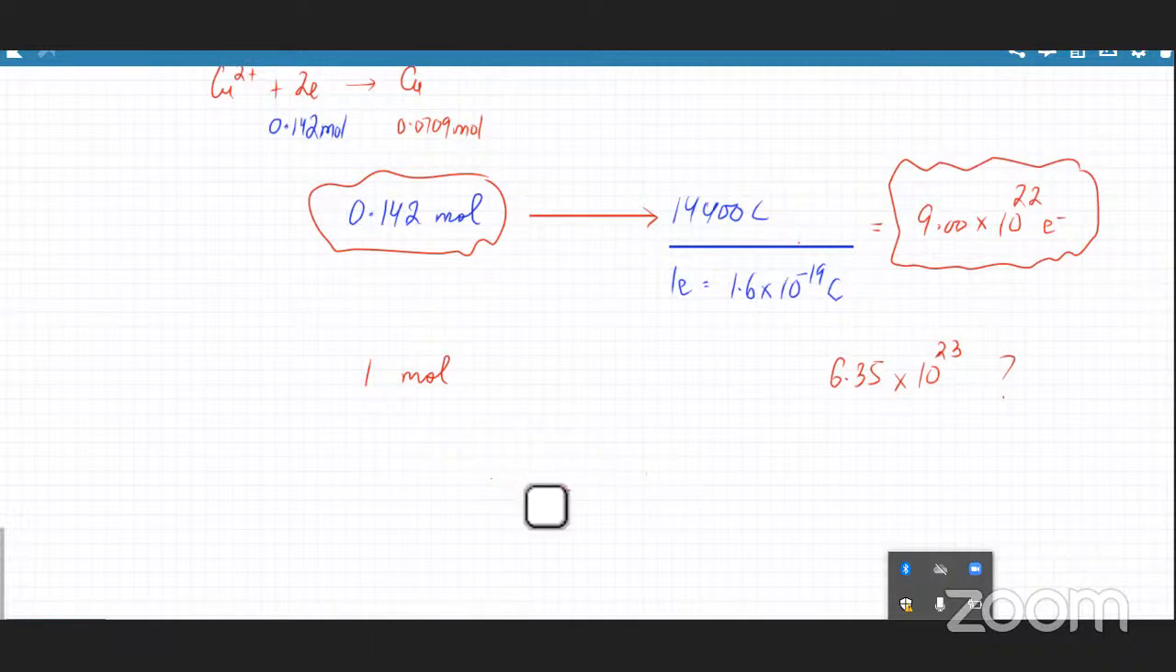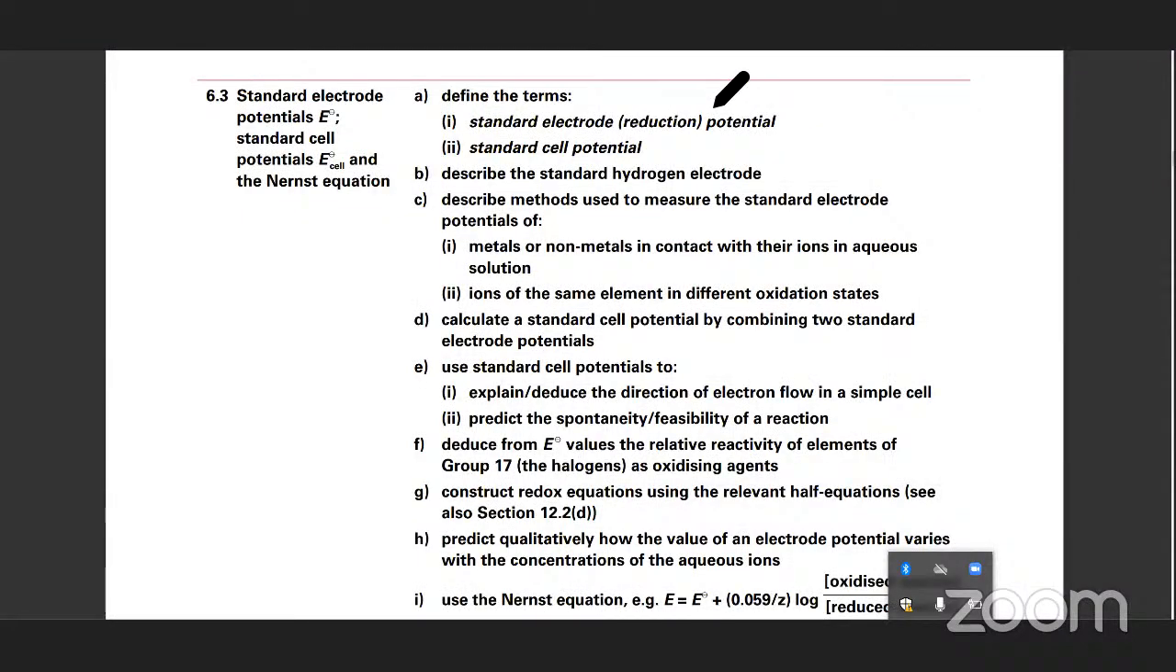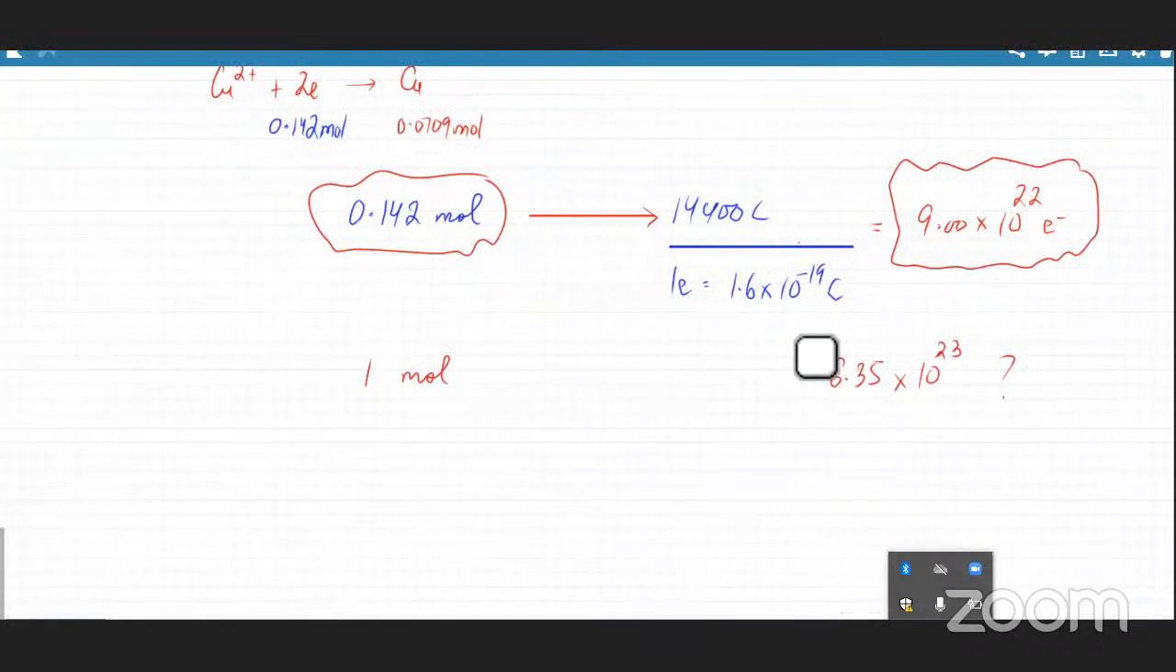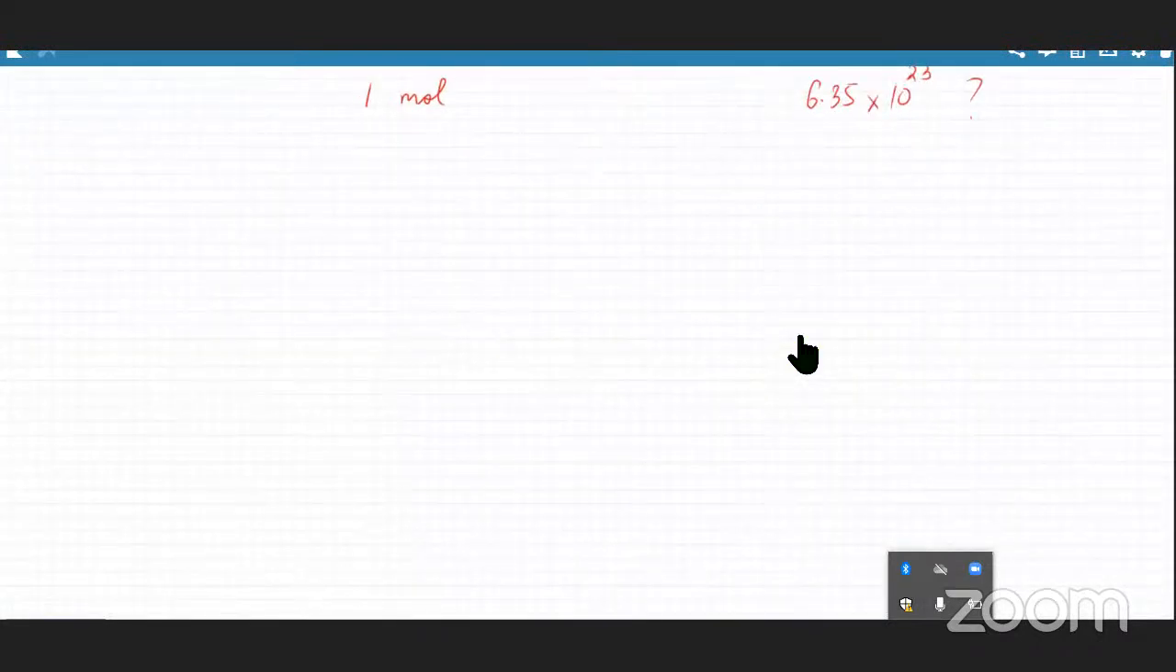Okay, so next one is standard electrode potential. Remember, वो जल्दी से revise कर लेना. There are going to be 3 types of electrodes. So 3 types. One is going to be metal with its aqua signs. You'll be asked to draw them.